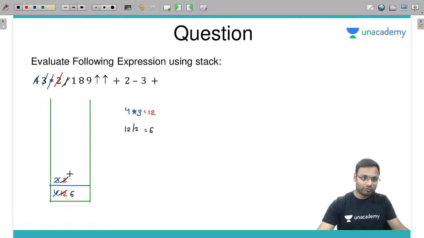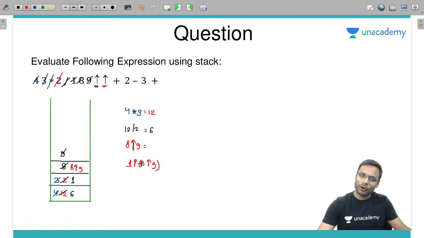Then division gone, then 1, then 8, then 9, push it onto the stack, operand. Then exponent. So 8 to the power 9, pop this, you need to perform 8 to the power 9. It is a very big value, whatever it is, I am just writing 8 to the power 9 something. After that, another exponent, 1 to the power 8 to the power 9. Whatever 8 power 9 is, 1 to the power something is 1. So after this one and this one we get 1.